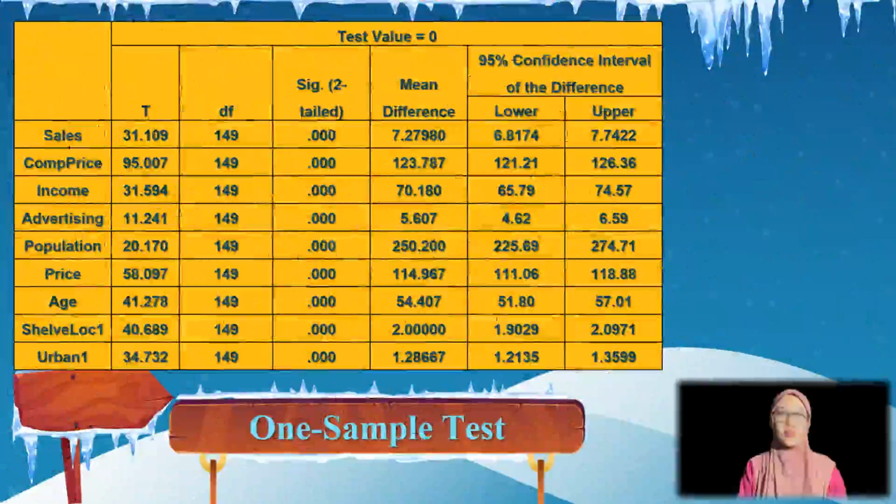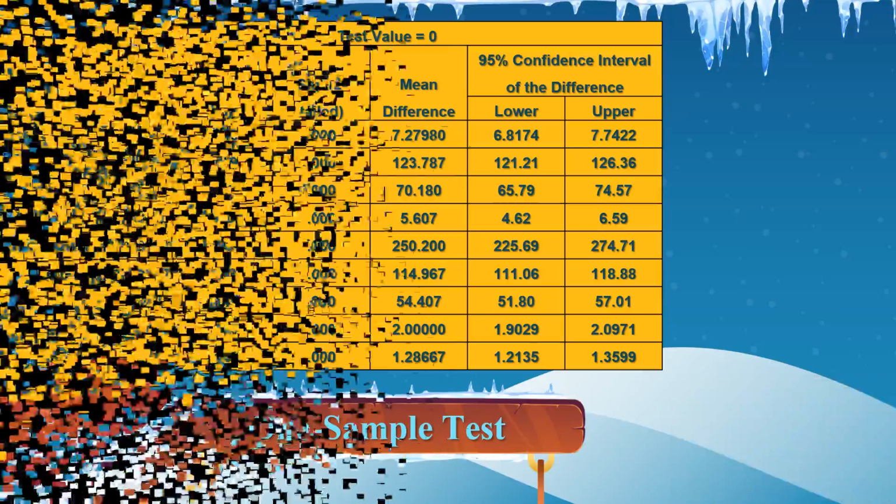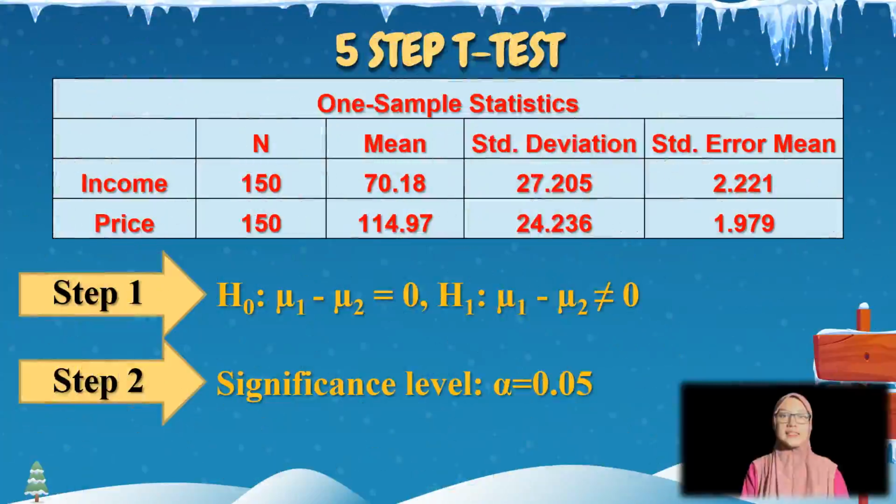This table shows the one sample test that we have obtained using SPSS. The second table shows the 5-step t-test. Step 1: the null hypothesis is mu1 minus mu2 equals 0, while the alternative hypothesis is mu1 minus mu2 is not equal to 0. Step 2, we identify the significance level, which is alpha equals 0.05.